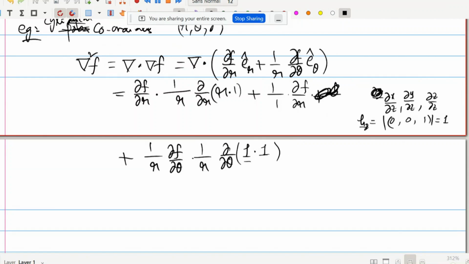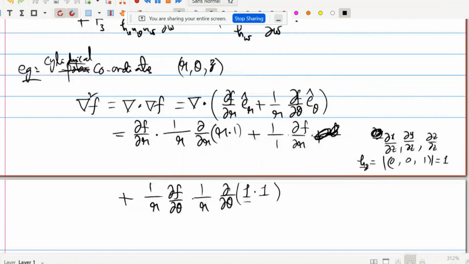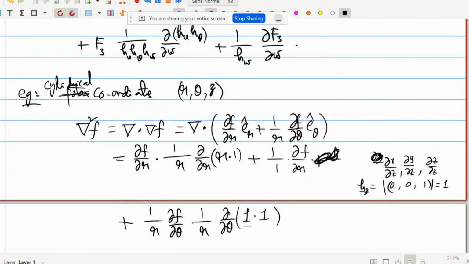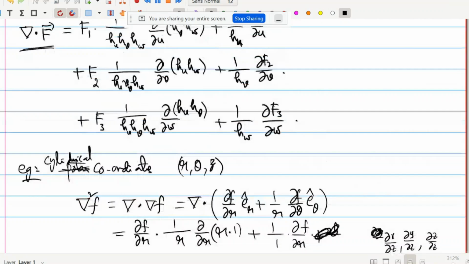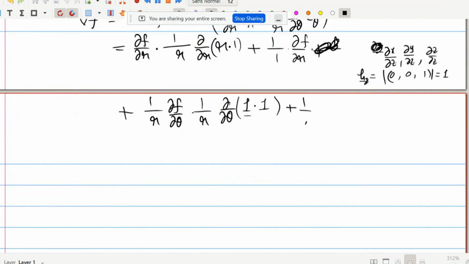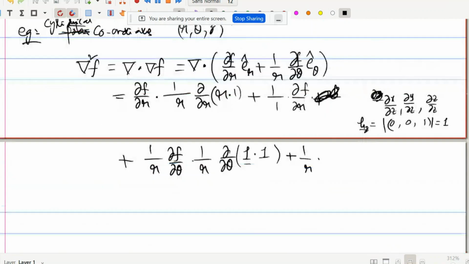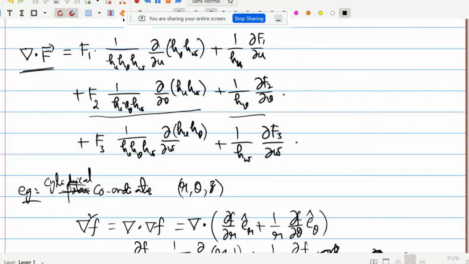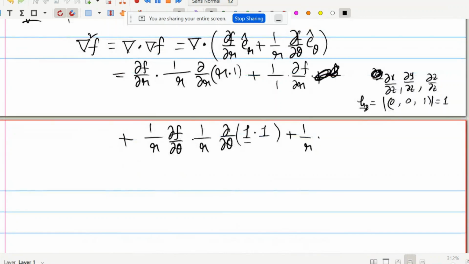So you get like this, and you have other terms also. Dou theta of, now what is this HU HV I wrote? I only wrote the first term. Now plus 1 by HV, that is 1 by R times, what do you have here? Dou F2 by dou V, that is dou theta of, what is my function? This one. So 1 by R times dou F by dou theta.